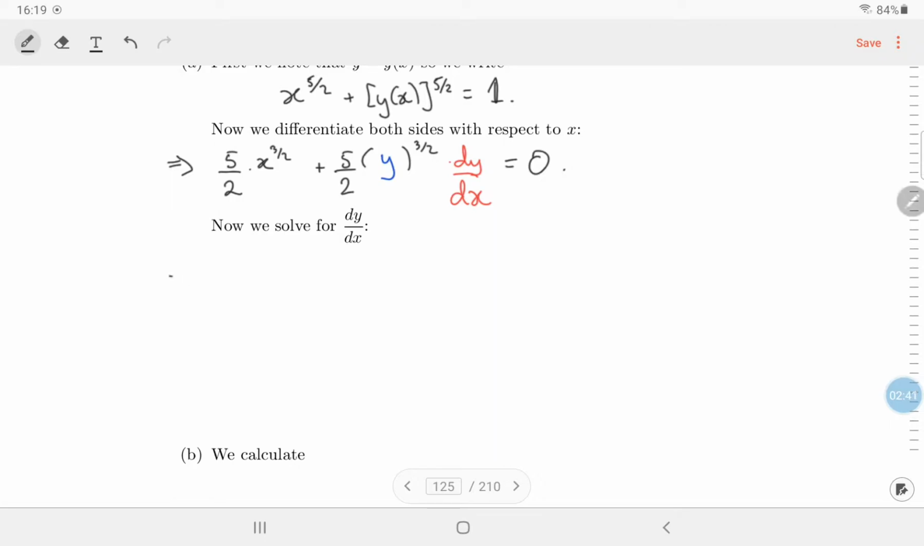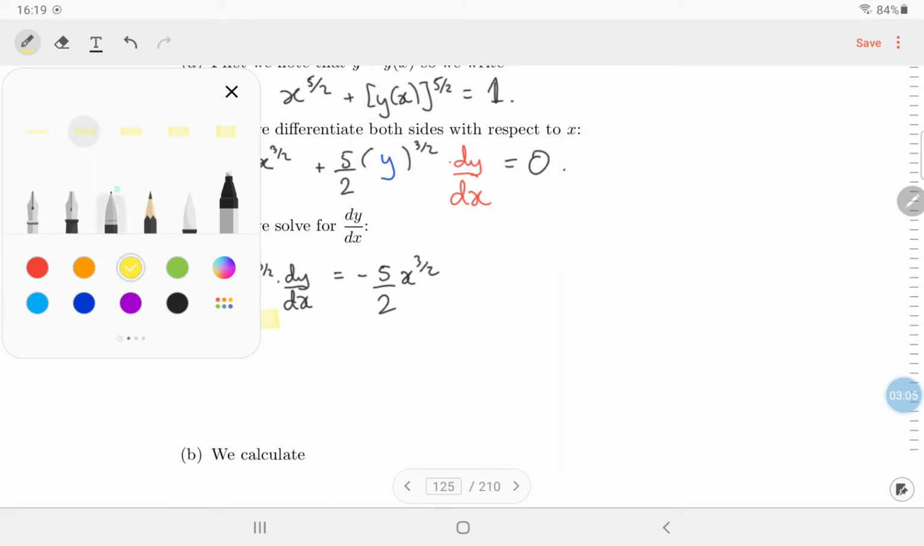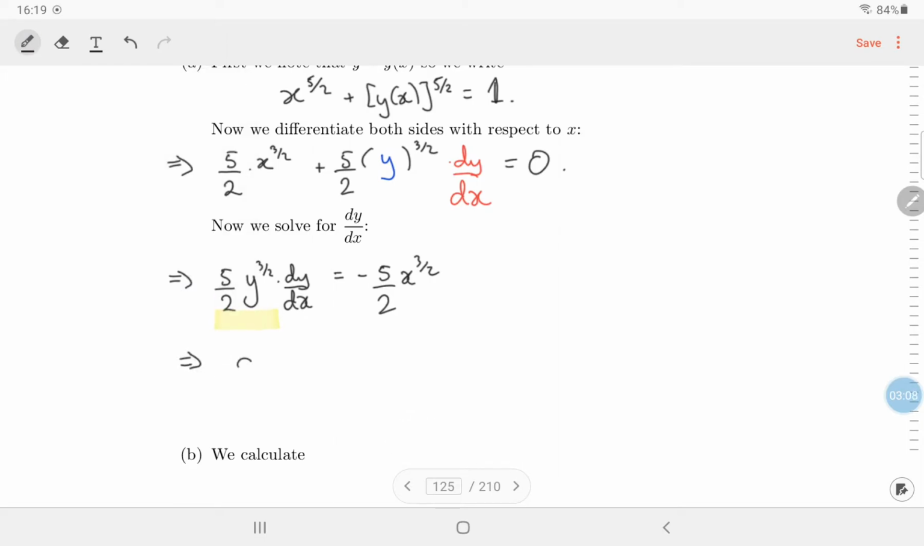What I'd probably do here is take away the 5/2 x to the 3/2 from both sides, and say the 5/2 y to the power of 3/2 times dy/dx is equal to minus 5/2 x to the power of 3/2. Then all you want to get rid of is the multiplication by this, so divide both sides by exactly that number. So dy/dx is equal to minus 5/2 times x to the power of 3/2 divided by 5/2 times y to the power of 3/2. If you want, you could divide up and below by 5/2.